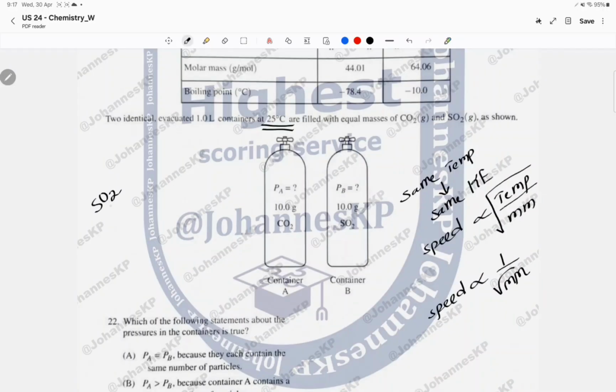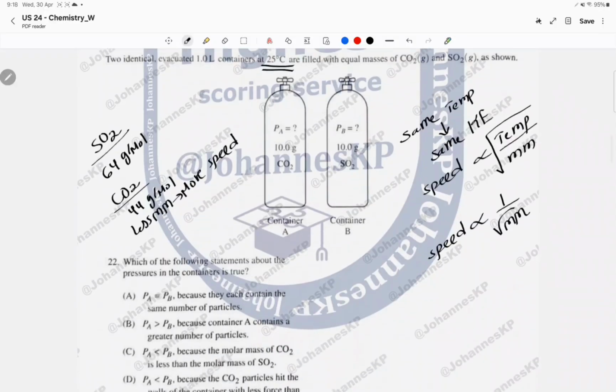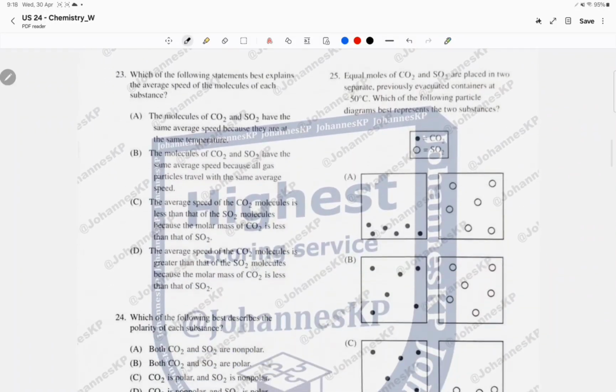The molar mass of SO2 is going to be 64 grams per mole, while the molar mass of CO2 is going to be 44 grams per mole. So since CO2 has the lower molar mass, it means that CO2 has to have a higher speed. So CO2 must have a higher speed, which is going to be choice D.